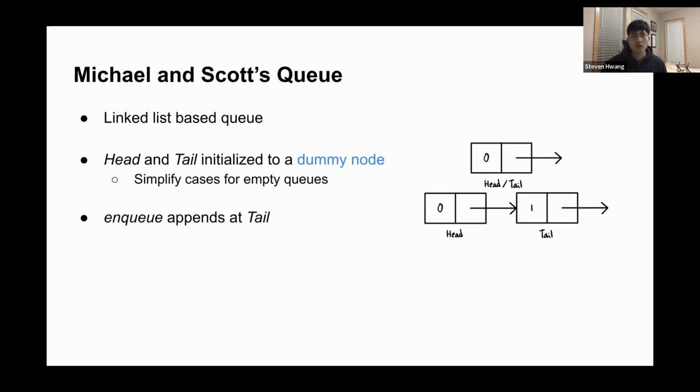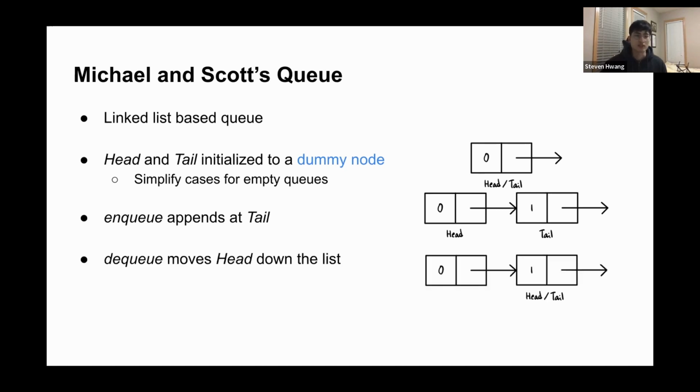An enqueue operation appends a node at the tail, and it changes the tail to the recently appended node. And a dequeue operation moves head down the linked list, and so the head points to the last node that was actually dequeued. And notice that the linked list is empty when the head points to the last node in the linked list. And it maintains this property where the head is never behind, or rather the tail is never behind the head.